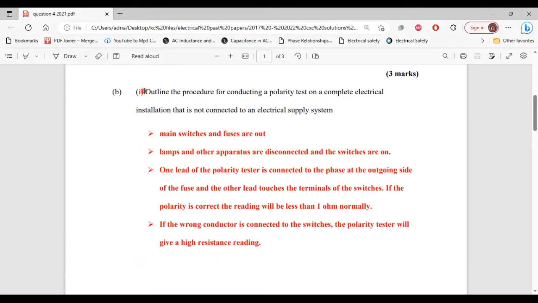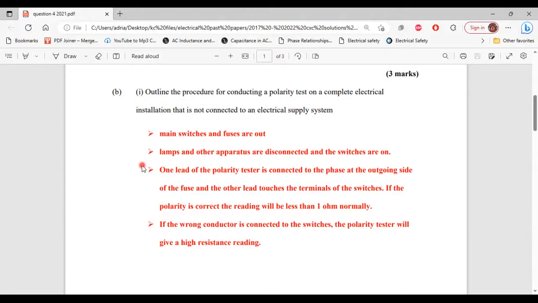Part 1 of B, it says outline the procedure for conducting a polarity test on a complete electrical installation that is not connected to an electrical supply system. Alright, so here's the procedure. 1, main switches and fuses are out. 2, the lamps and other apparatus are disconnected and the switches are on. 3, one lead of the polarity tester is connected to the phase at the outgoing side of the fuse, and the other lead touches the terminals of the switches.